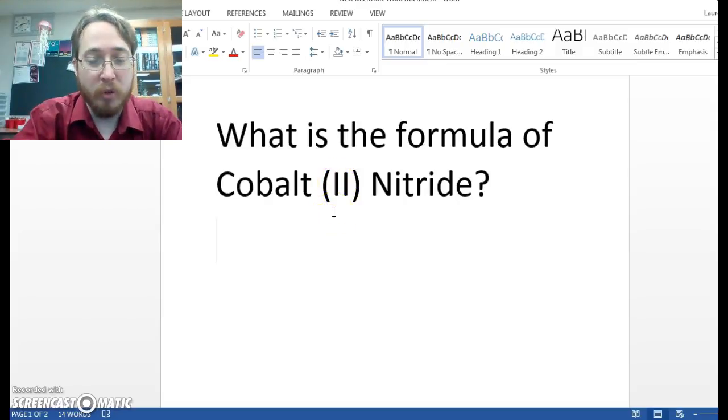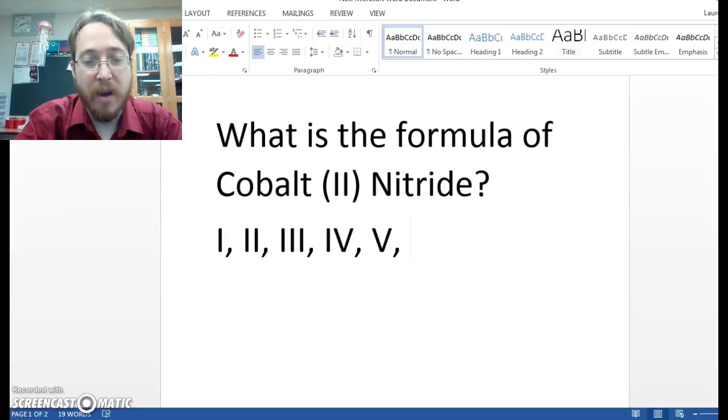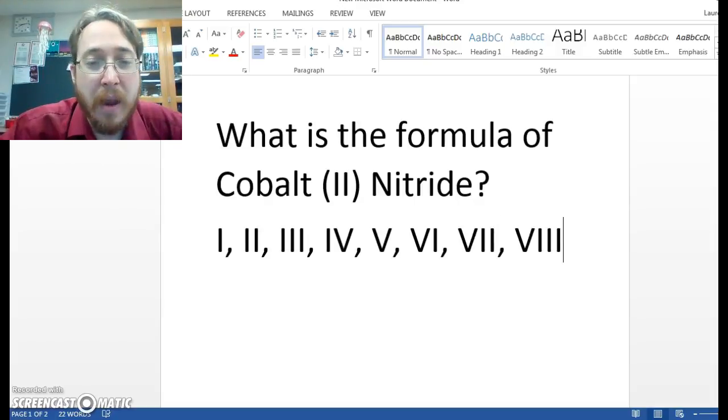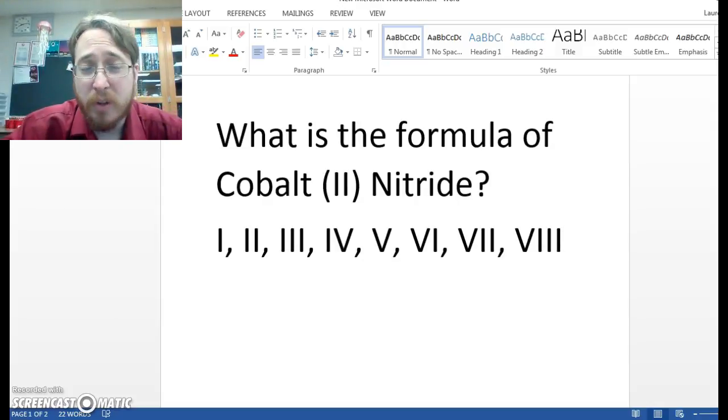So our Roman numerals can be 1, 2, 3, 4, 5, 6, 7, 8. Now, we will never use any Roman numerals other than these because there are 8 valence electrons, so it's unlikely that we'll ever even use 8. But these are the Roman numerals that we're going to use. So it reads cobalt 2 nitride. That is the name of the compound, cobalt 2 nitride.